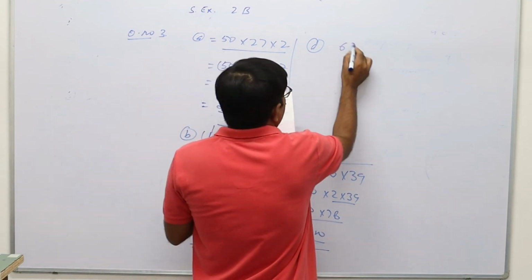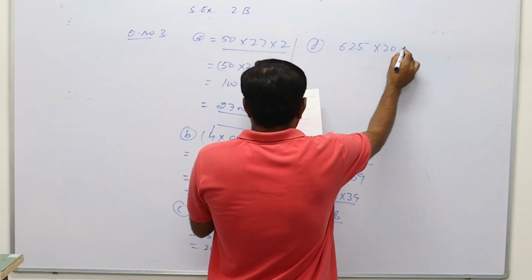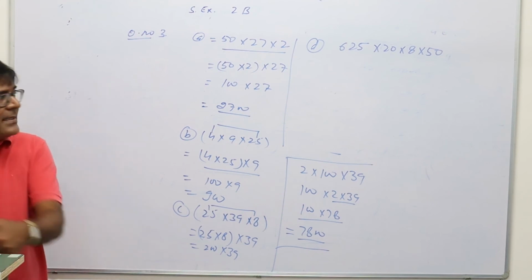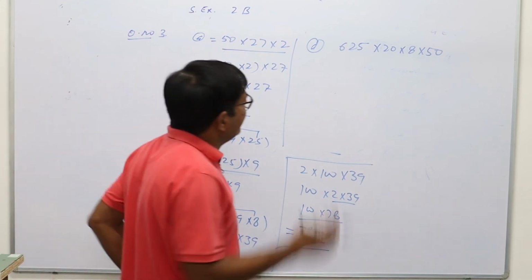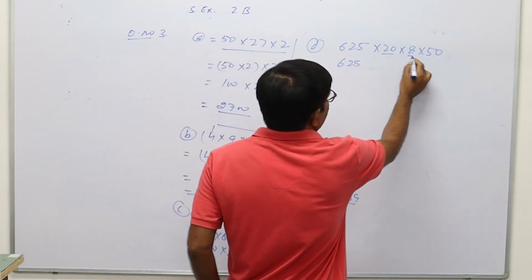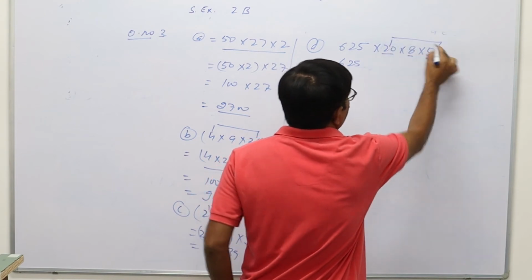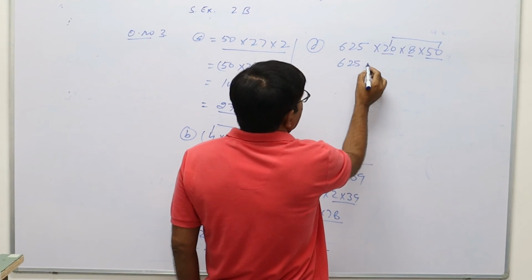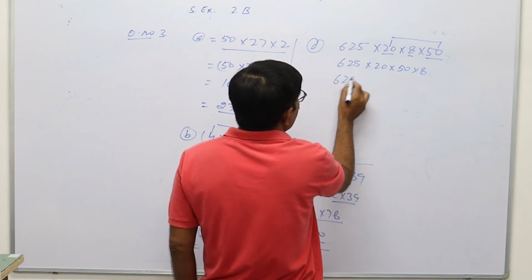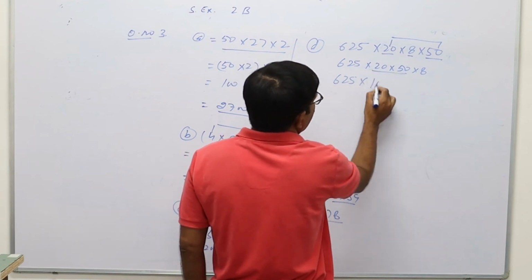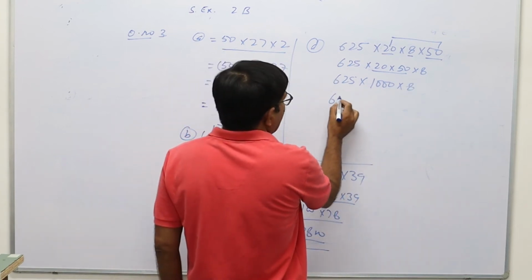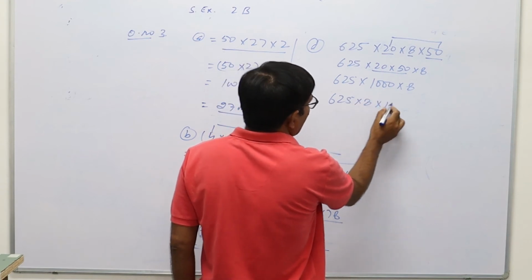What we have to do? Multiply 625 by 20 into 8 into 50. So in rearrangement, what is the simplest way to multiply? See, 625 keep as it is, 20 into 8 into 50. So if we multiply this 20 by 50, then 20 into 50 into 8. So it will be 625 into 20 into 50, that is 1000 into 8. So now we can write 625 into 8 into 1000.